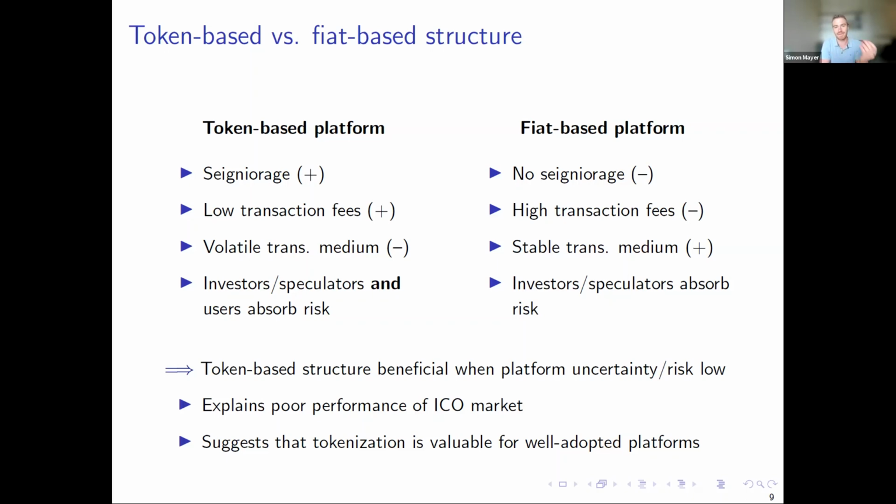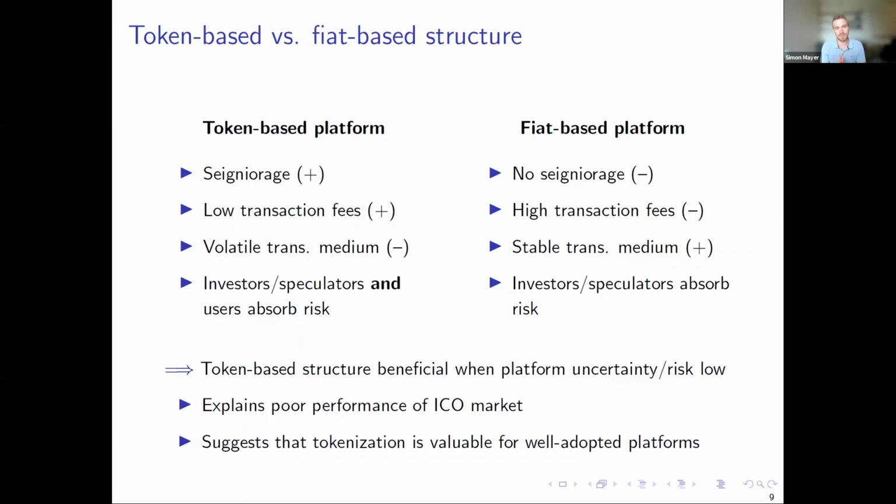In contrast, under a fiat-based platform, which is a platform that operates with maybe dollars or any other currency as a transaction medium, there is no seigniorage. Strictly speaking, the seigniorage accrues to the central bank, which issues fiat money. To be profitable, the platform must therefore charge some transaction fees to users or adopt some other monetization models, such as putting ads on the platform or selling user data, which I abstract from in this analysis. Likely, these monetization models are not desirable for users either. However, the advantage of a fiat-based platform is that it has, by definition, a stable transaction medium, fiat money.